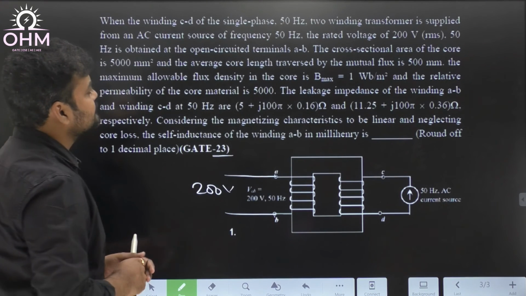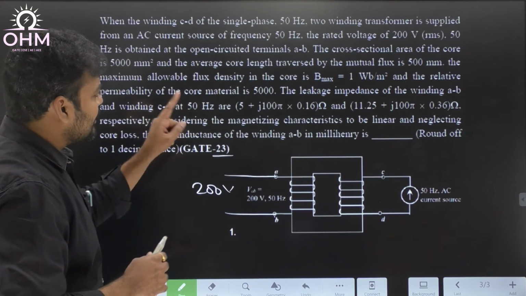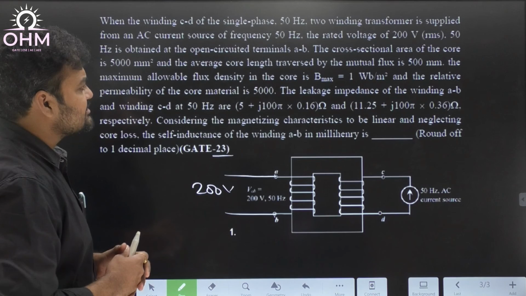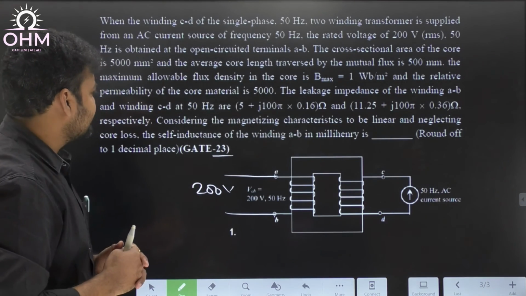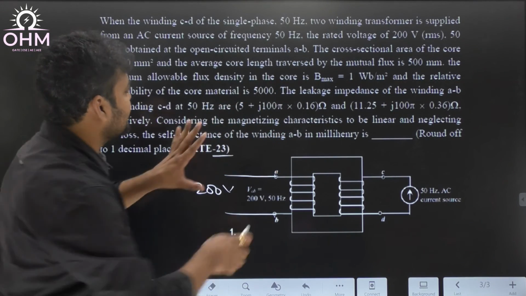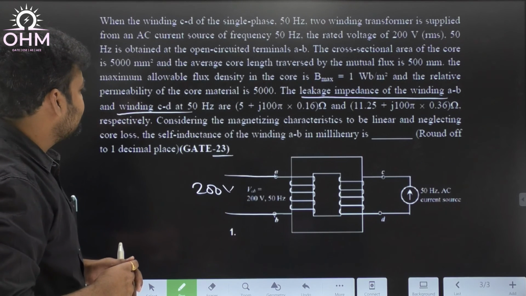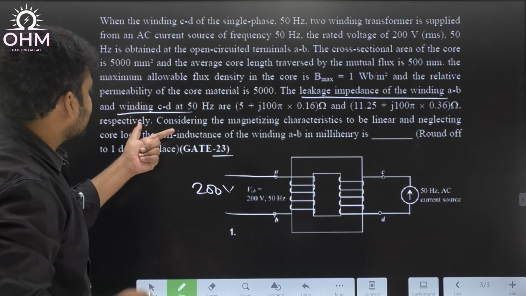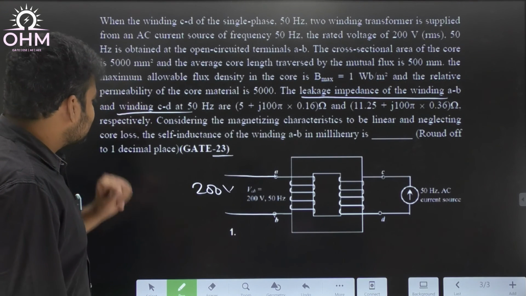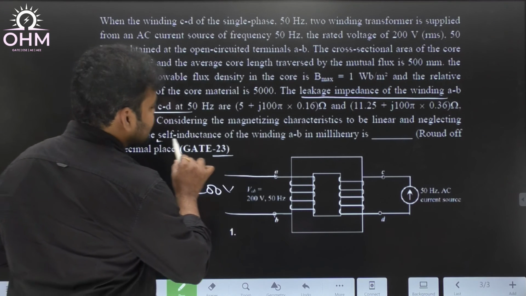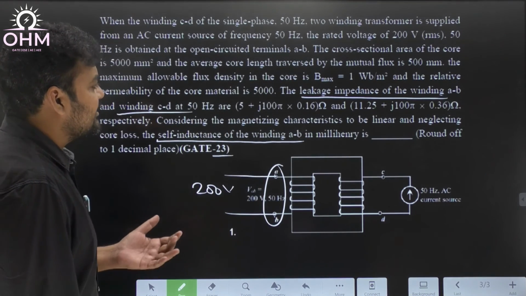200 volt is measured here. Next, the cross sectional area of the core was given, the average core length is given, the maximum flux density was given, the relative permeability was given, and the leakage impedances of both primary and secondary windings were given. I'm not reading them, but the leakage impedances were given for both winding AB as well as winding CD. Next, considering the magnetizing characteristics to be linear, that means saturation is neglected, and core losses are also neglected. We are asked to calculate the self-inductance of winding AB. What is the total self-inductance of this winding AB is the question.